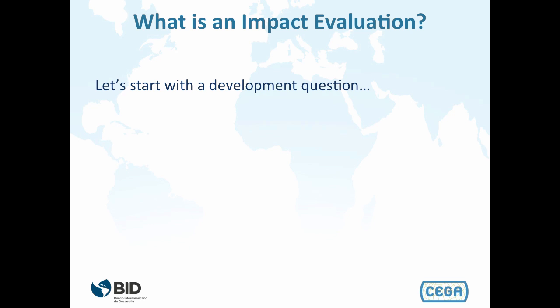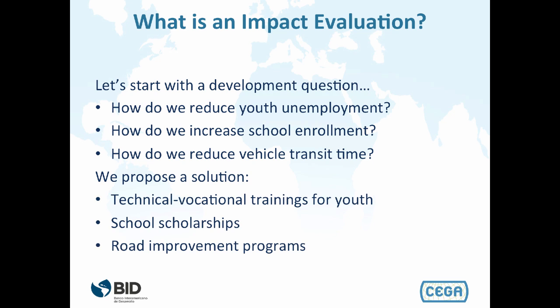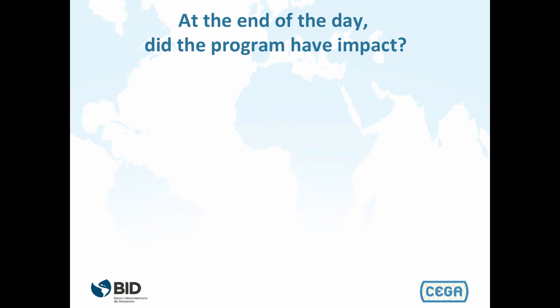Normally, when we begin an evaluation, we think of a development question. We're interested in how we might reduce youth unemployment, or increase school enrollment, or reduce vehicle transit time. In each of these questions, we propose a solution. For example, we'd like to know if we implement technical vocational training for youth, would that reduce youth unemployment? Or school scholarships to raise school enrollment? Or finally, increasing road quality or road improvement programs to reduce vehicle transit time.